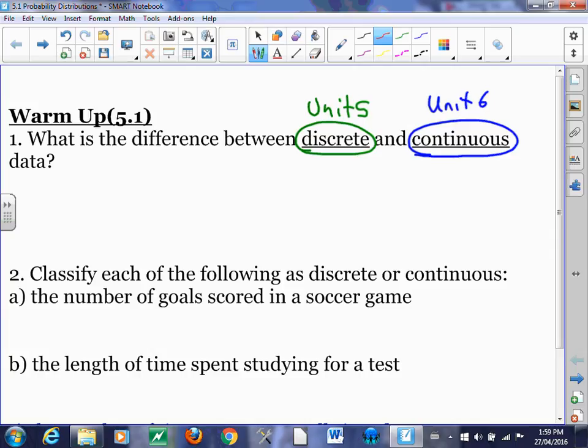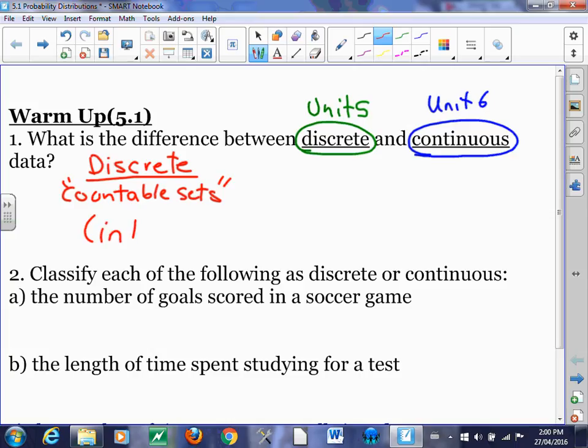Remember, discrete is anything that's countable. So you can count them, like number of books. If you count them, you can either have 1 book, 2 books, 3 books, 4 books. You can't have 3.4 books.